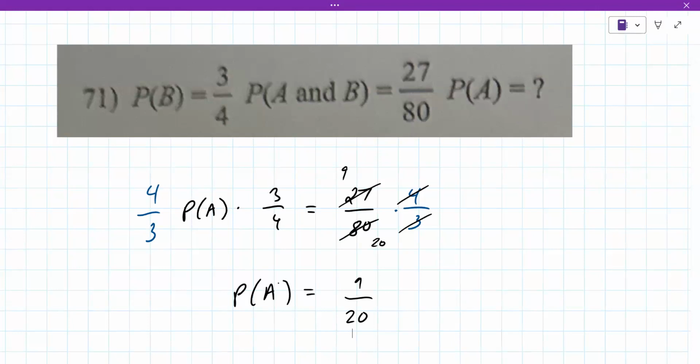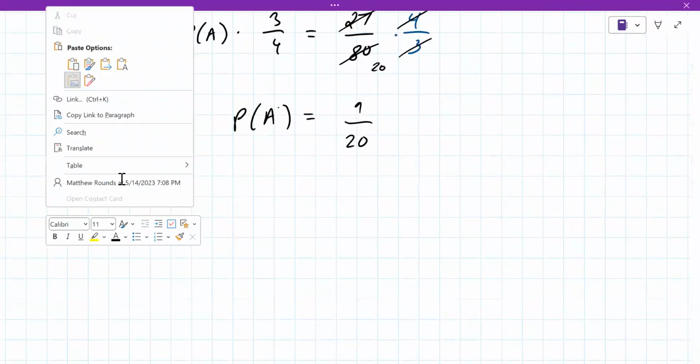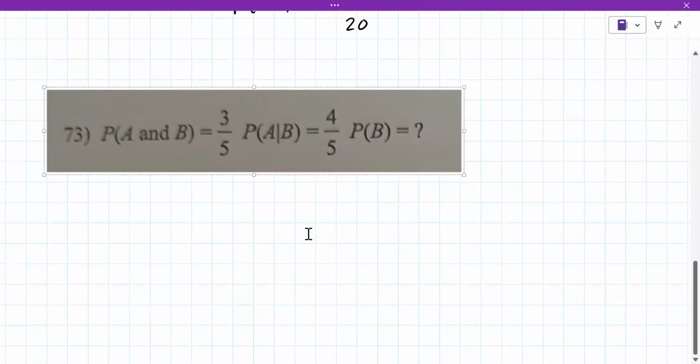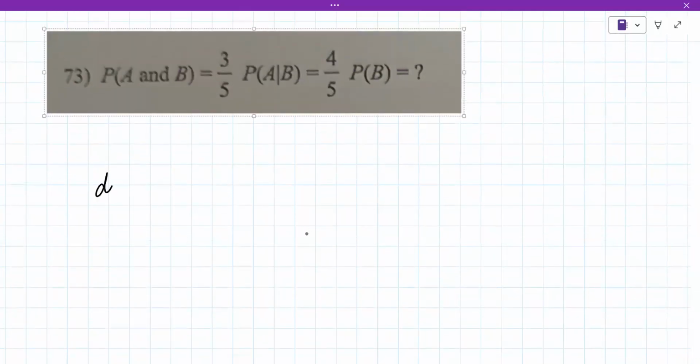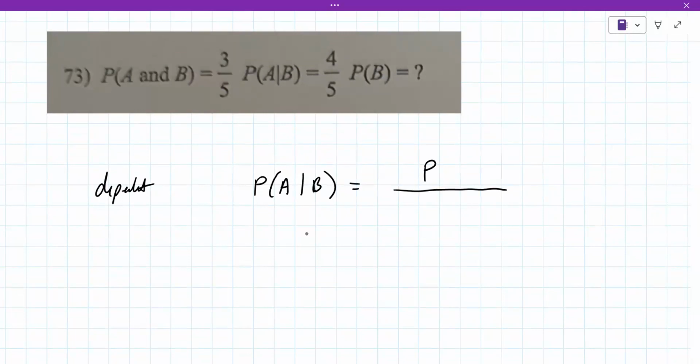All right. The next grouping of questions are for dependent probability. They don't say that, but there's two types of probabilities: independent and dependent. The probability of A given B equals the probability of A and B over the probability of B. They're always going to give you 2 of the 3 values.